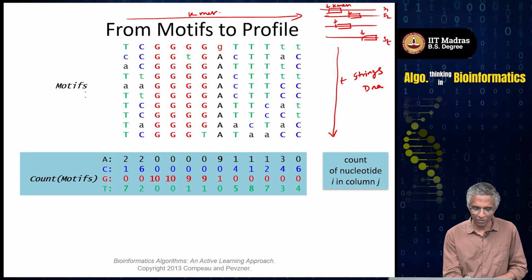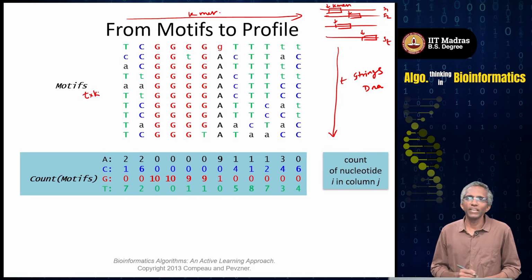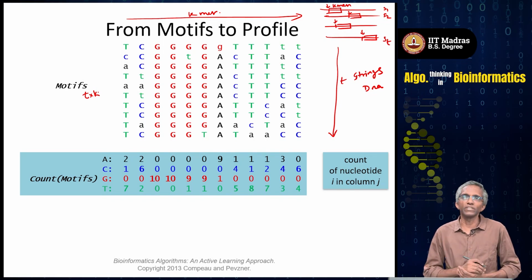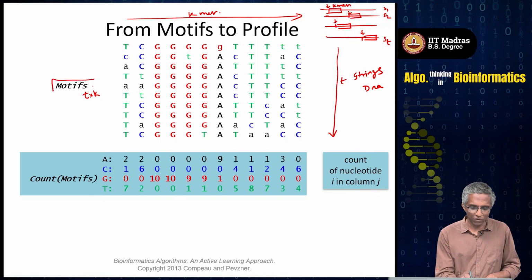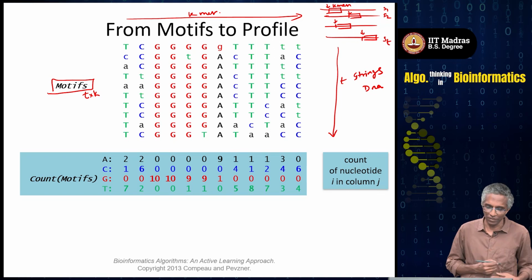So, this is basically a T cross K matrix. You have the T strings and then the k-mers, one from each string that has been selected, and they are all aligned together. You then have this T cross K matrix, and that is what we have called motifs all along. Motifs is simply a collection of k-mers, one from each string, okay.